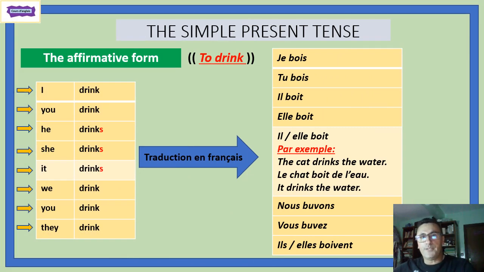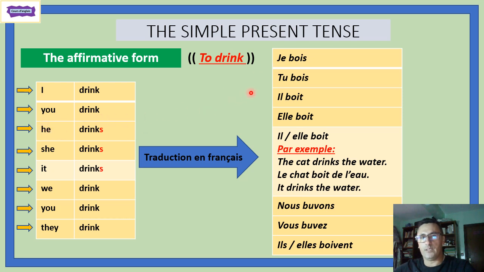Alors, the simple present tense, comme vous voyez ici, the affirmative form, c'est la forme affirmative. Prenons par exemple le verbe to drink, qui veut dire boire. On dit tout simplement I drink. Voilà la traduction française, ça va nous donner comme ça. Je bois. You drink.